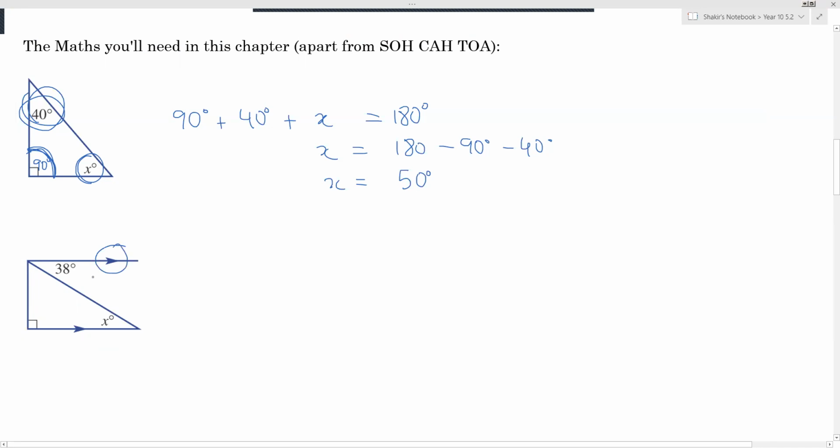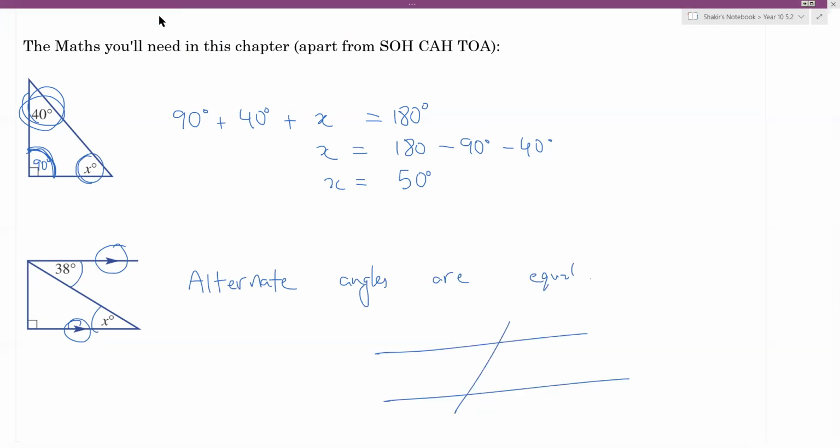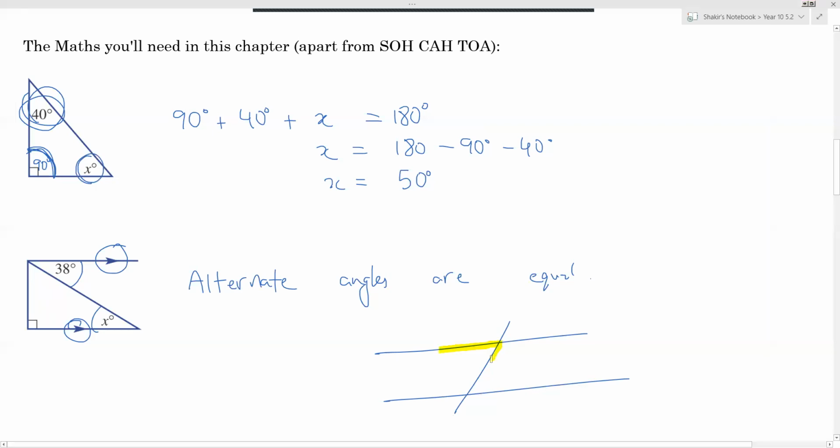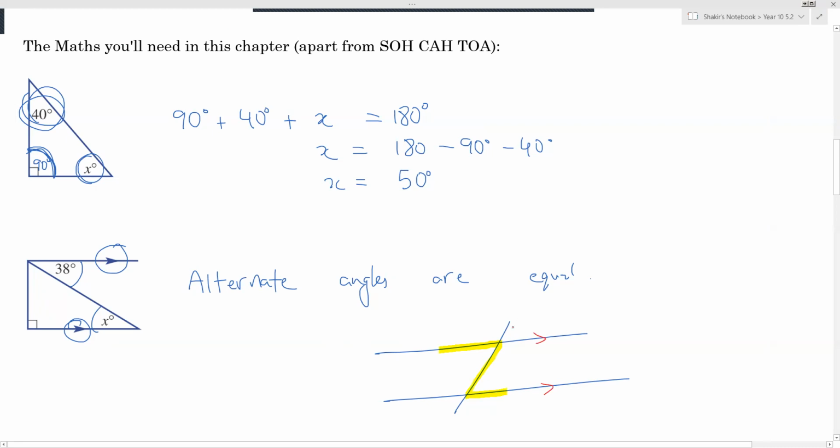Now, notice that these two lines are parallel. And so that angle and this angle are alternate angles. Alternate angles are equal. Some of you might remember this as the Z shape. Some students remember it that way. So if you have two parallel lines and a transversal, a line cutting through them, then A and B will be equal. That's alternate angles. So just keep that in mind.